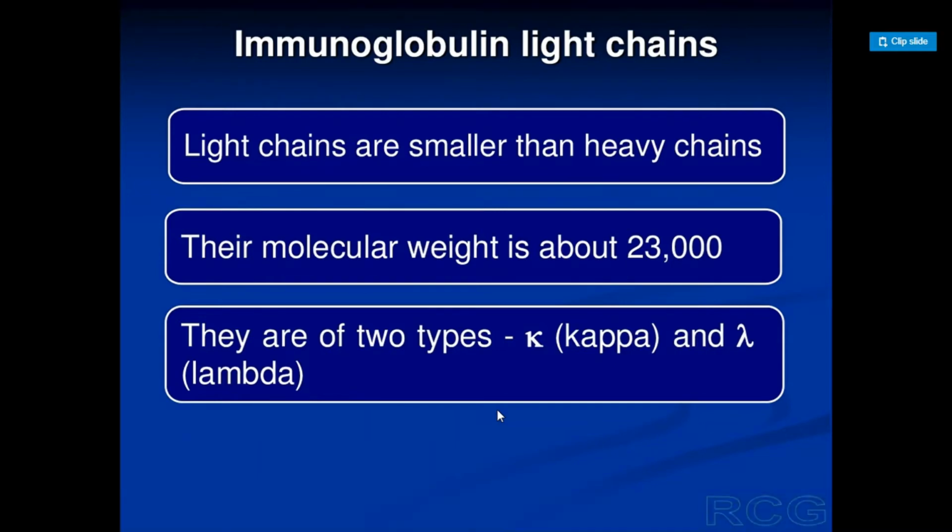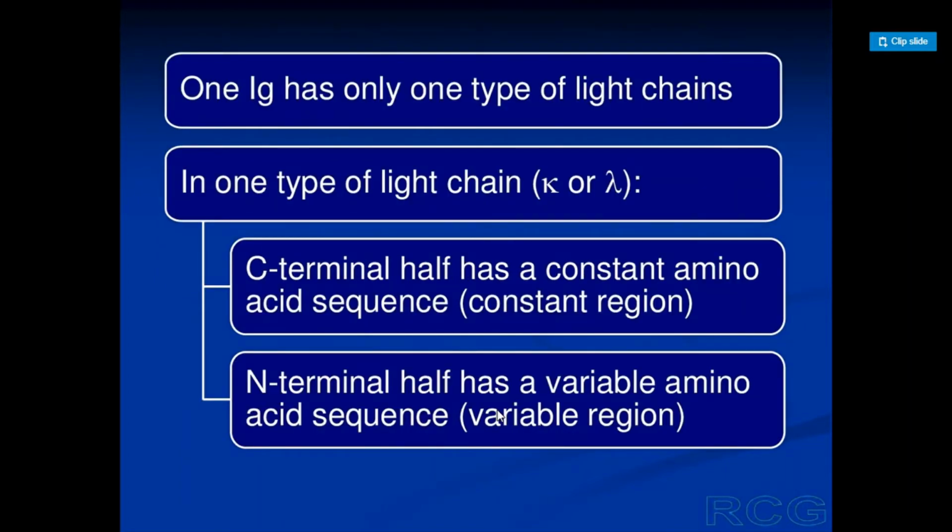Then the immunoglobulin light chain. These light chains are smaller than the heavy chains, and their molecular weight is about 23,000. They are mainly of two types, kappa and lambda. Only one of them, kappa or lambda, can be present in one immunoglobulin. One immunoglobulin has only one type of light chain. The C-terminal half has a constant amino acid sequence and is called the constant region, whereas the N-terminal has a variable amino acid sequence, so this region is called the variable region.